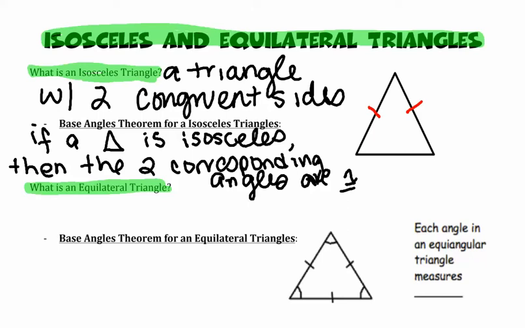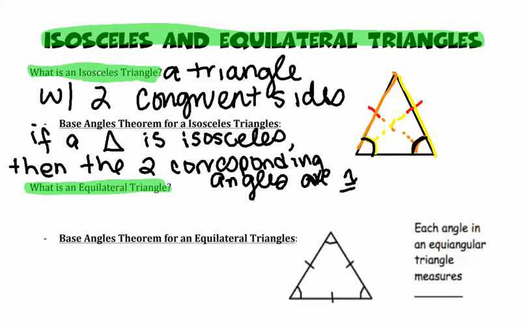So what the base angles theorem is telling me is if I look at this side right here, it corresponds to the angle diagonal to it. So it's corresponding to that angle over here. And if I look at this side right here, it's corresponding to that angle here. It's always diagonal. That's how you know what sides relate to what angles. So that tells me that this angle and this angle are also congruent because their sides are congruent.